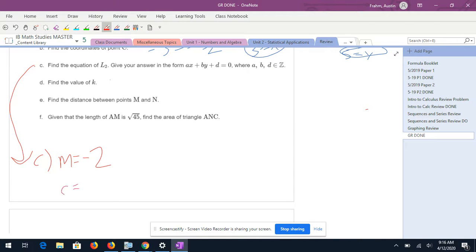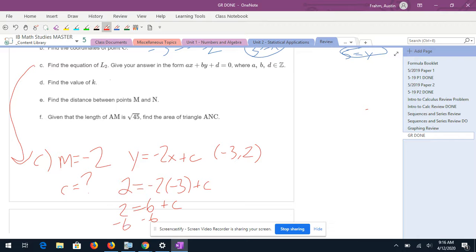We do not know what the y-intercept is, the c value. All we know is the slope right now. So y equals -2x plus c. We do know that it passes through point M, and point M has coordinates (-3, 2). So we're going to plug that in for x and y to figure out c. So 2 would equal -2 times -3 plus c. So 2 would equal 6 plus c. If we subtract 6 from both sides, we get that -4 equals c. So our new equation would be y equals -2x minus 4.